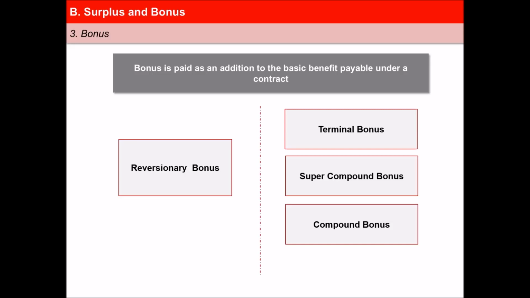And fourth, simple reversionary bonus. This is a bonus expressed as a percentage of the basic cash benefit under the contract. In India, for example, it is declared as amount per 1,000 sum assured.